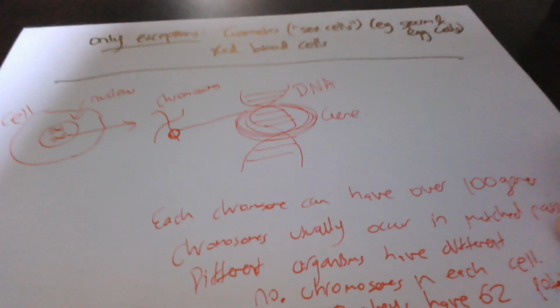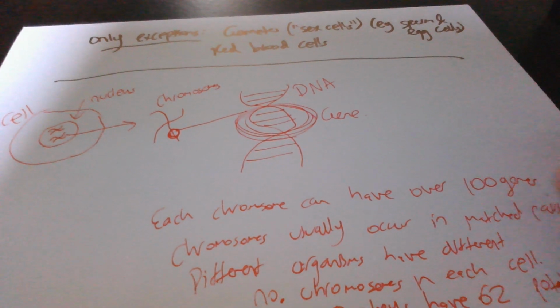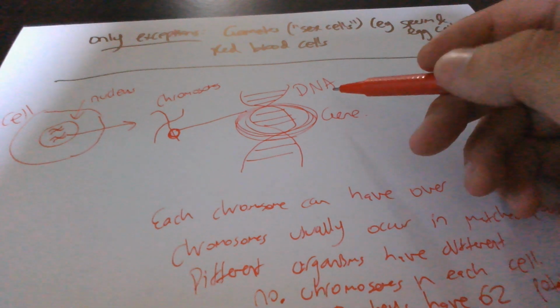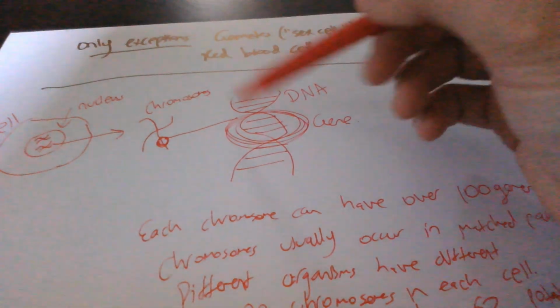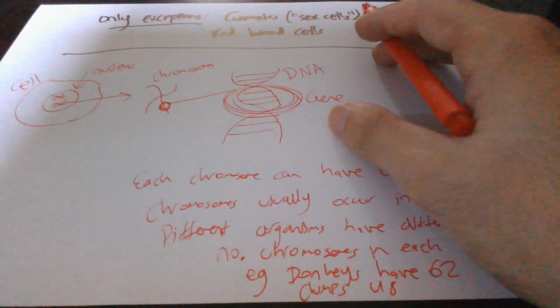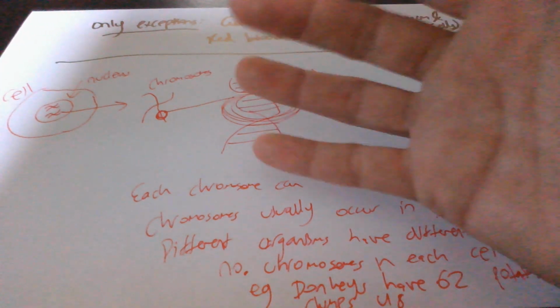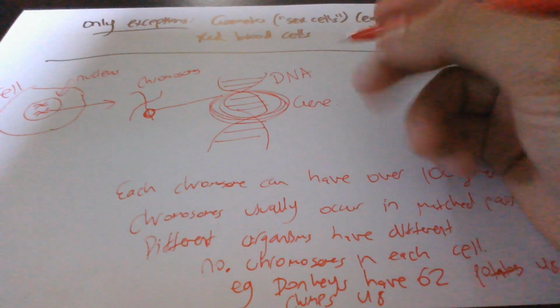To summarize, DNA, genes, and chromosomes. DNA is the molecule of life. It's basically the life instructions of a cell. It's a double helix made up of alternating chains of sugar and phosphate units. Chromosomes are basically made out of DNA and protein, and genes are basically segments of DNA.